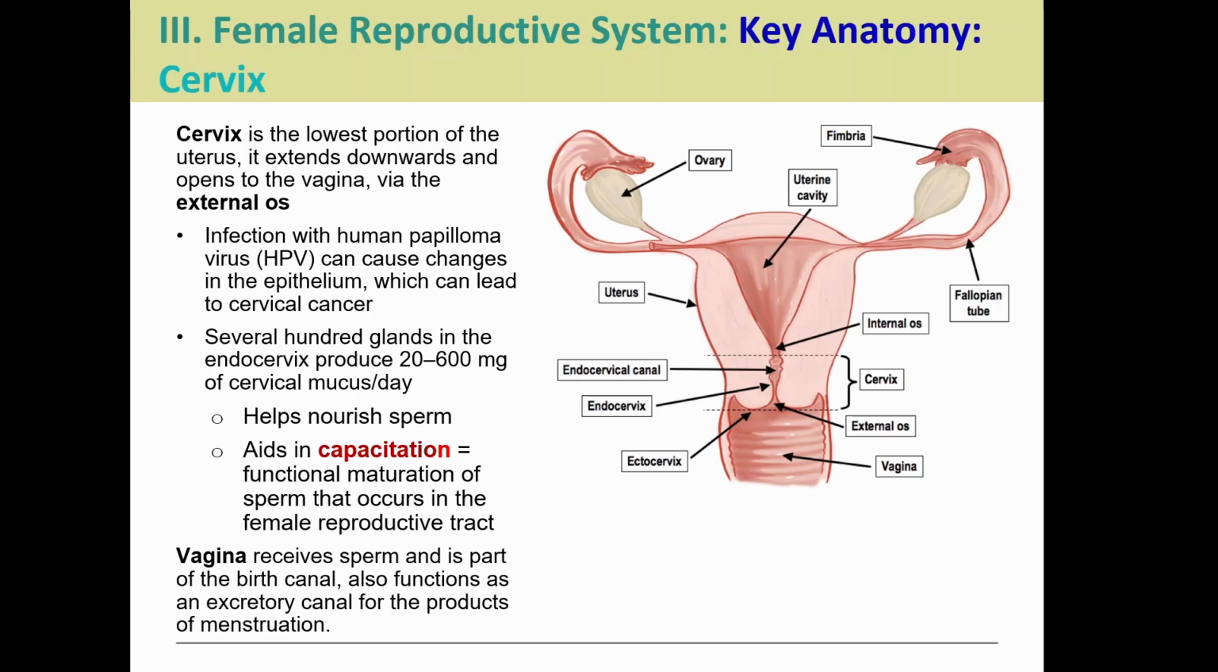The vagina is going to receive the sperm as part of the birth canal. It's also going to be the excretory canal for any menstrual products. So the blood and the uterine lining, as it sheds, will exit out of the body through the vagina as well.